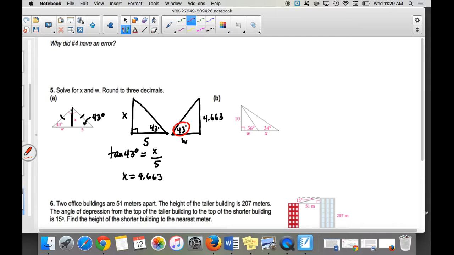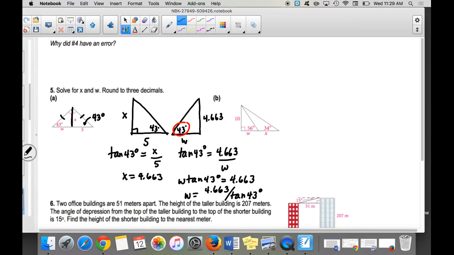another equation. So we have tangent of 43 equals opposite 4.663 over adjacent, which is W. So I'm not going to do anything on my calculator right now. All I'm going to do is multiply the W to the other side, so I get W times tangent of 43 equals 4.663. And I'm going to divide by tangent of 43. So I'm going to have that number in my calculator that I've rounded.